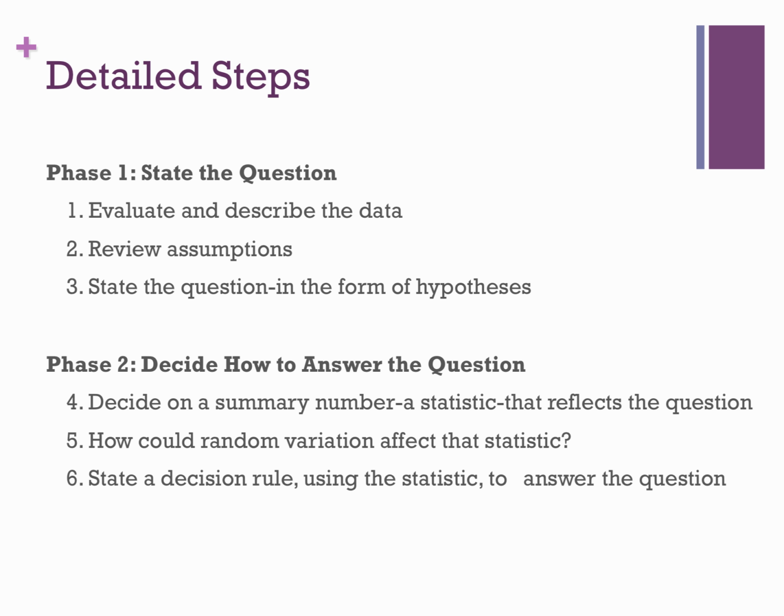We'll pick a statistic, that's just a number that will help us address the question. We'll talk about the assumptions associated with that statistic, or how random variability can affect it and can then affect our question and how we answer the question. And we'll state a decision rule using that statistic to answer our question.